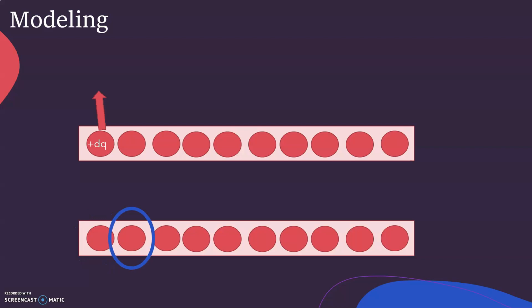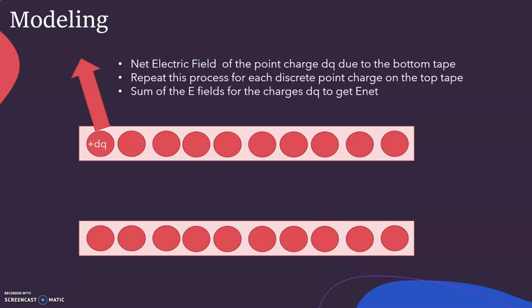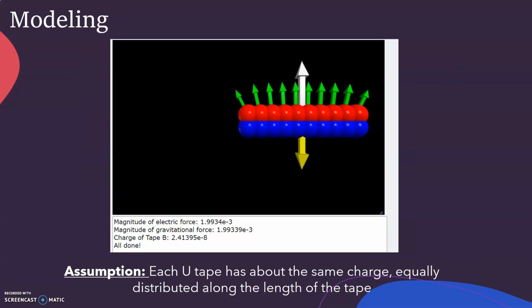And you do that for each piece along the bottom to get the electric field contribution. And the net electric field on this point charge dq due to the bottom tape is shown. And then you repeat this process for each discrete point along the top tape. And the sum of all of these E fields is the E net, and then you can multiply that by the charge to get the total electric force.